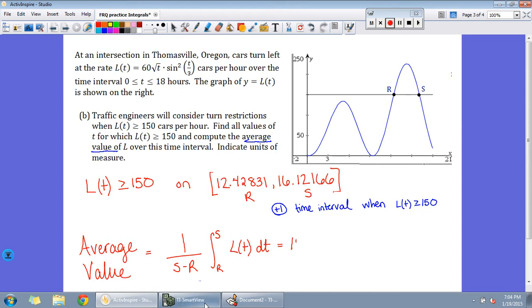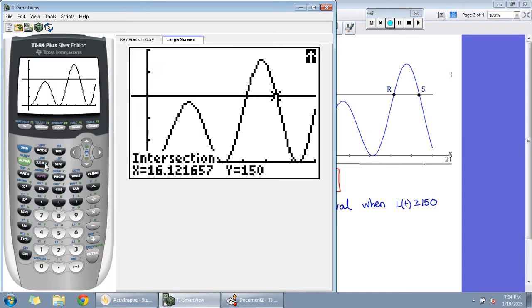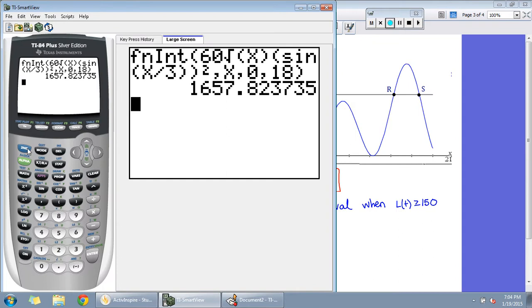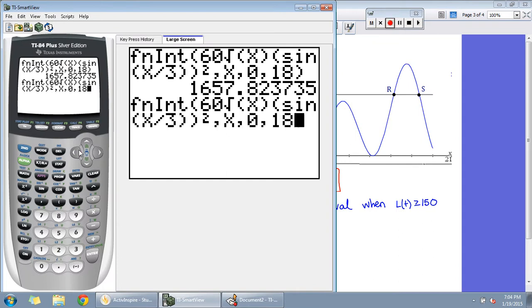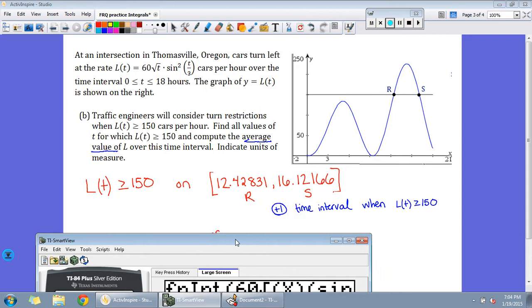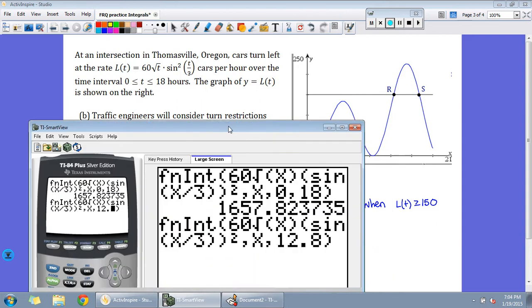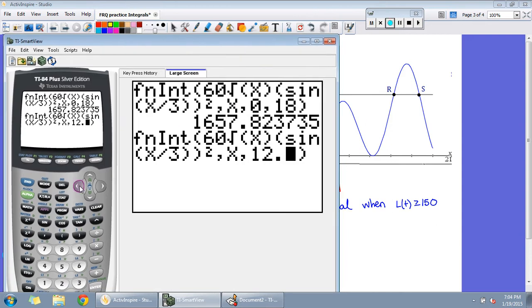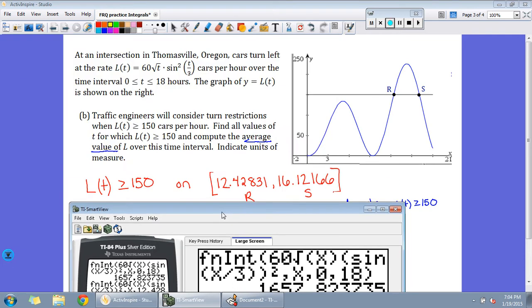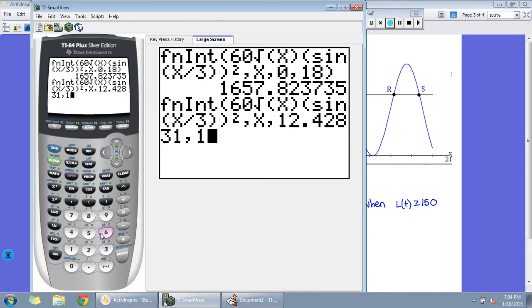So we're going to go back to here and go back to our original. I'm going to do second entry to get the same function, and this is going to be 12 point, what were our x values? 42831, and our upper value is 16.12166. Close that parentheses.